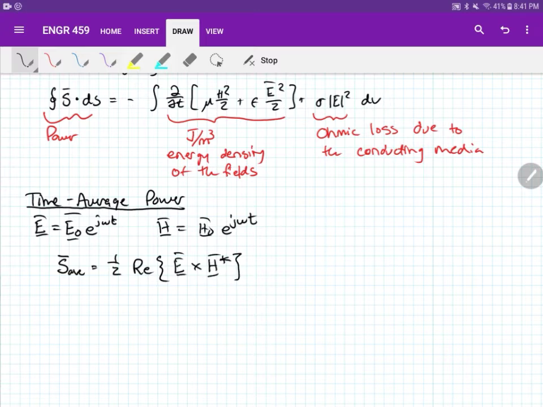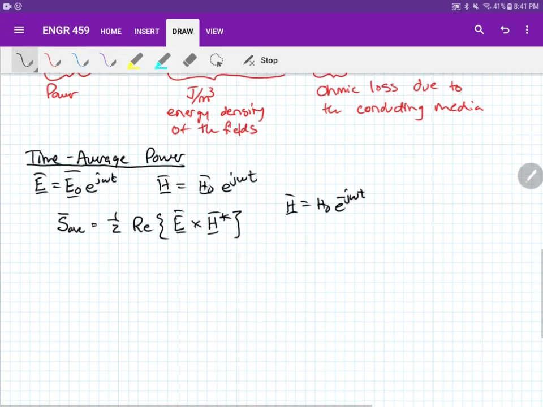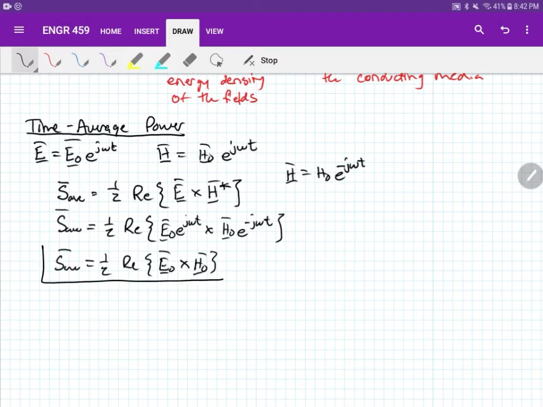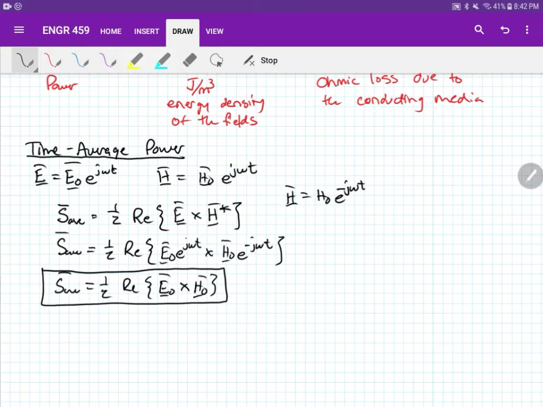And this H phasor conjugate allows us to write H phasor as H naught e to the minus j omega t, which cancels out the omega t terms inside the real part and allows us to write it just in terms of space, not in terms of time. So we can now write E naught e to the j omega t cross H naught e to the minus j omega t. The omega t's cancel, and we get 1/2 the real part of E naught cross H naught conjugate. So this is our time average power, which allows us to measure the amount of power transmitted over an area without having to worry about time.